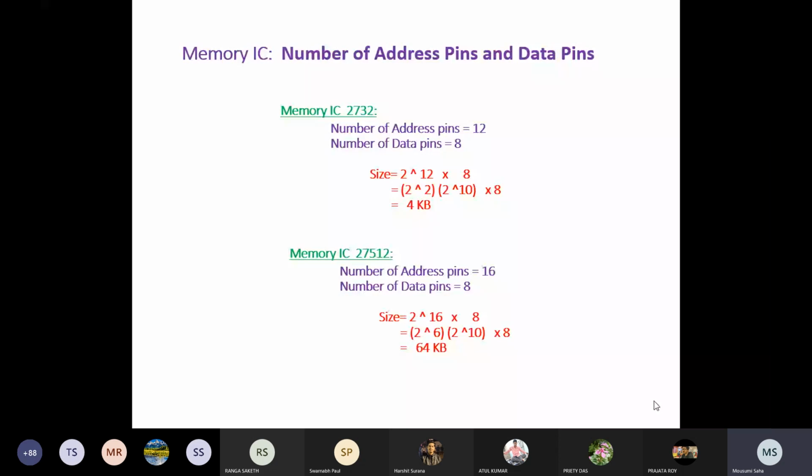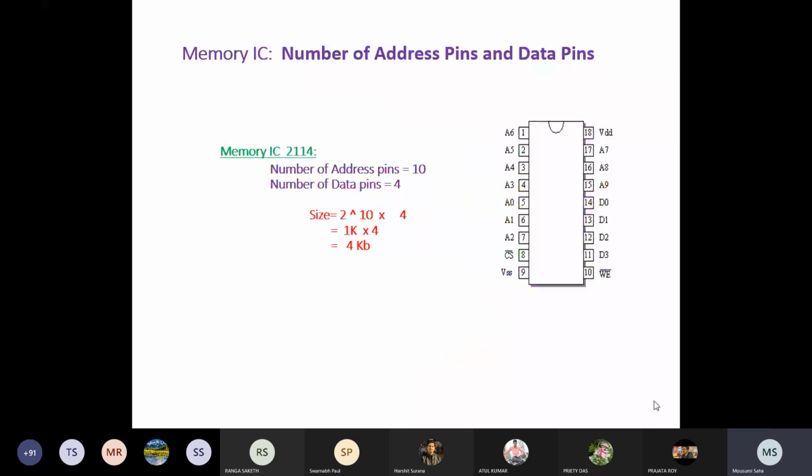Now another IC, suppose its address pins are 16 and the number of data pins is 8. How can you compute it? 2 to the power 16 into 8. Again you can split 2 to the power 16 into 2 to the power 6 into 2 to the power 10. 2 to the power 6 is 64, and 2 to the power 10 is 1k. We can write 64k, and the 8 bits store one address, that's why 64KB with a capital B. In that way you can compute the size of the memory with the help of the address pins and data pins.